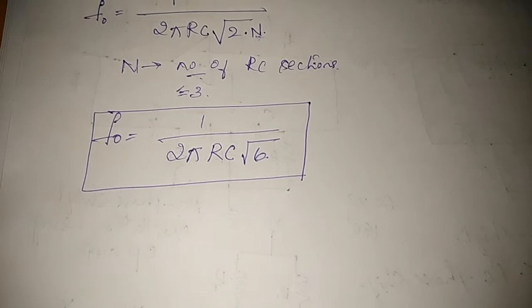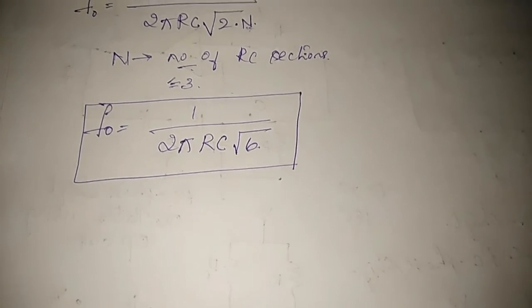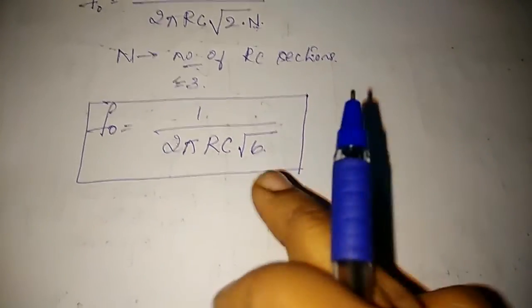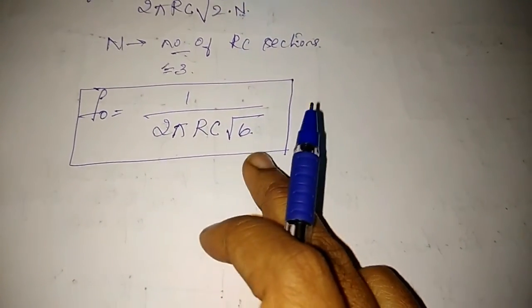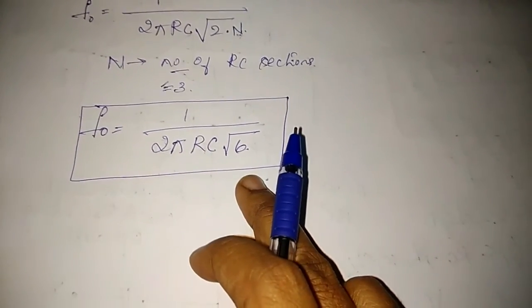We have the Wien bridge oscillator next. For the RC phase shift oscillator, the frequency derivation is not there. It is there for the Wien bridge, that we'll see now. Okay, so this is for the phase shift oscillator.